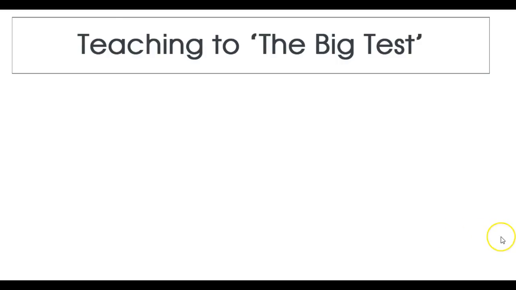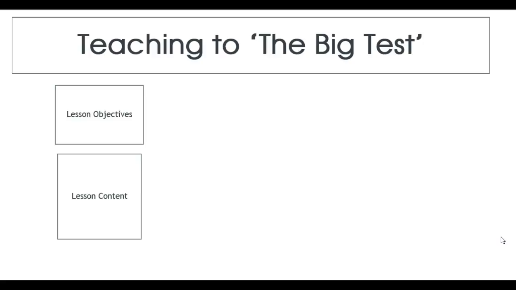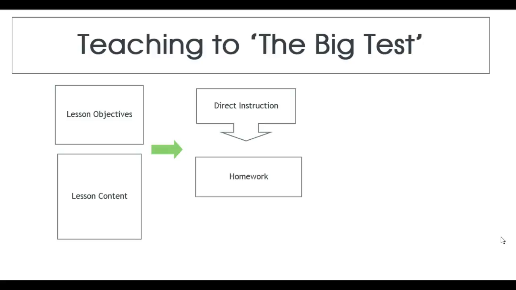Instructors can sometimes design their course to teach to their big test. First, they'll start with a lesson objective, which leads to lesson content and instructions. This usually happens in a way of direct instruction. The student then goes home to complete homework outside of class and acquire some points for completion.